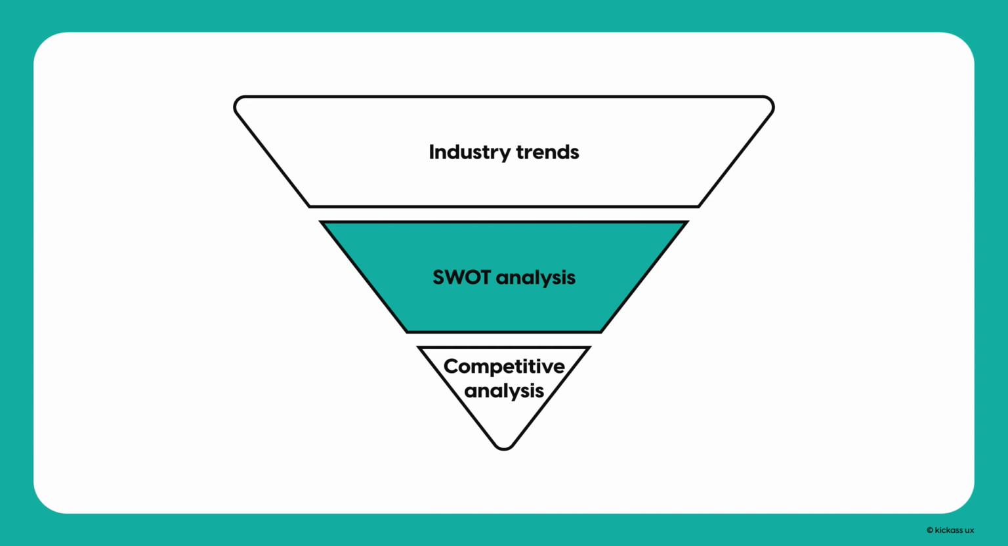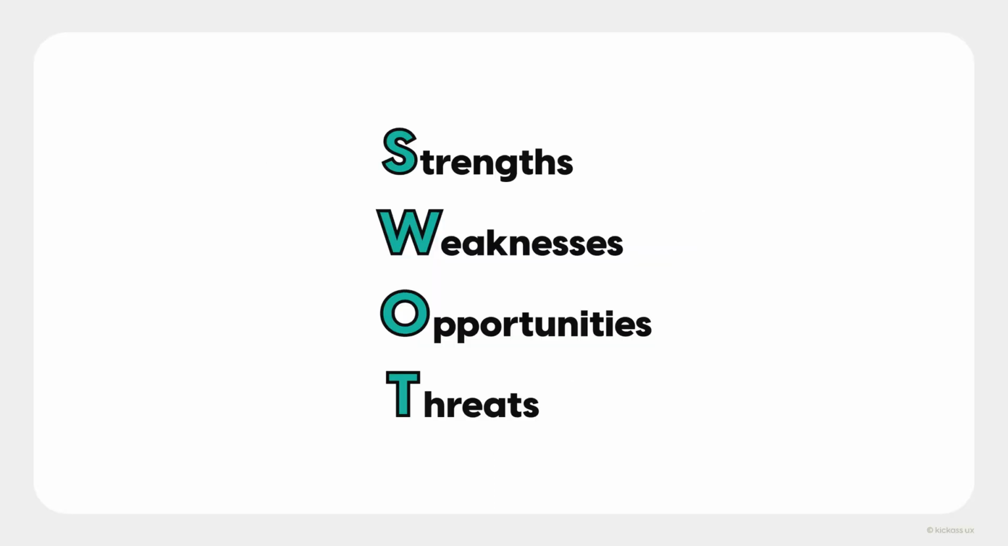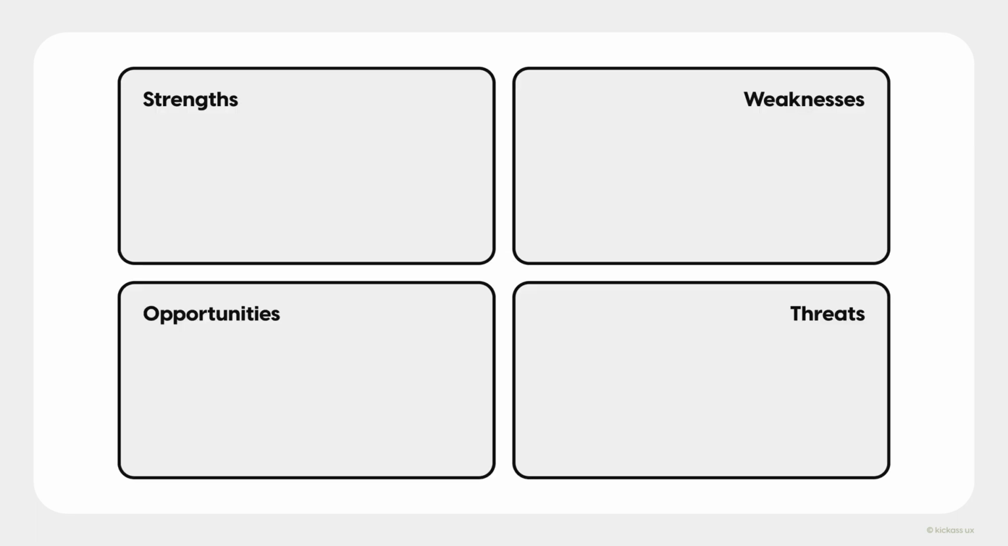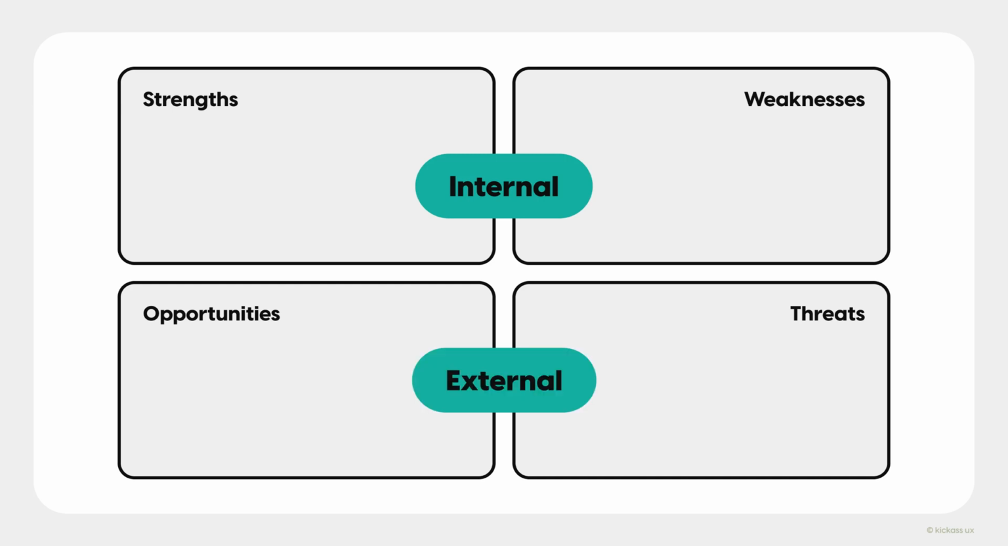This will give you a more detailed insight into the company and its position in the market. SWOT stands for strengths, weaknesses, opportunities, and threats. A typical SWOT is created in a 4-part quadrant like this. Strengths and weaknesses relate to the internal environment of the company, while opportunities and threats relate to the market, the external environment. Let's dive deeper into each category.